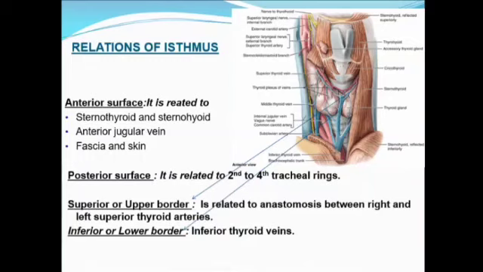Then in the diagram you can see the superior border is related to the anastomosis between the right and left superior thyroid arteries. The inferior border is related to the inferior thyroid veins.